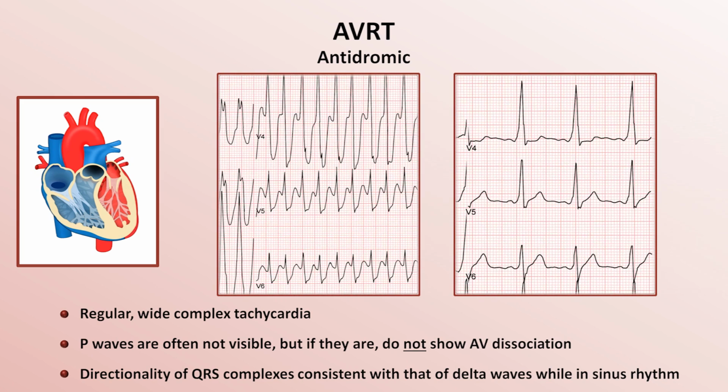While the QRSs in V4 through V6 in the AVRT are a little more equiphasic, while the baseline deltas are a little bit more positive, this discrepancy is small enough that it could be due to small variations in electrode placement.